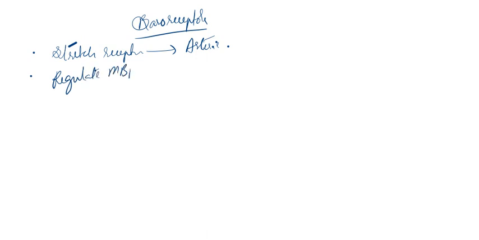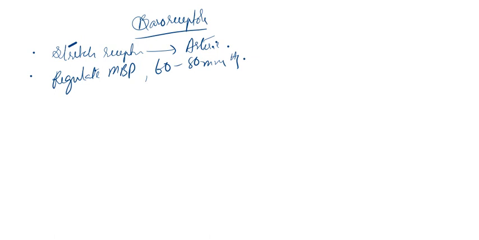Okay. Now what do baroreceptors do? You already know that they control the BP. But what actually are these? They are stretch receptors in the arteries. What they do is they mainly sense and regulate the mean blood pressure at a range of 60 to 80 mmHg. Now how do they act?